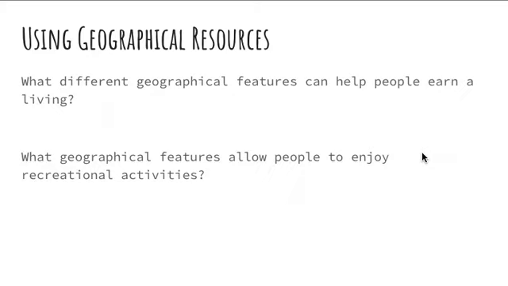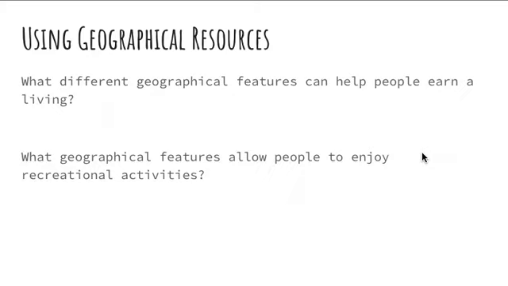What different geographical features can help people earn a living? I want you to think about the way in which geography influences the way people live, and specifically, how certain geographic features help people earn a living. If you think about it, different types of geographic features, such as mountains, landforms, maybe even bodies of water, are attractive destinations for people. If there's a mountainous or rocky area, that might mean different types of tourist activities can happen there. It also might mean there are different types of industries there.